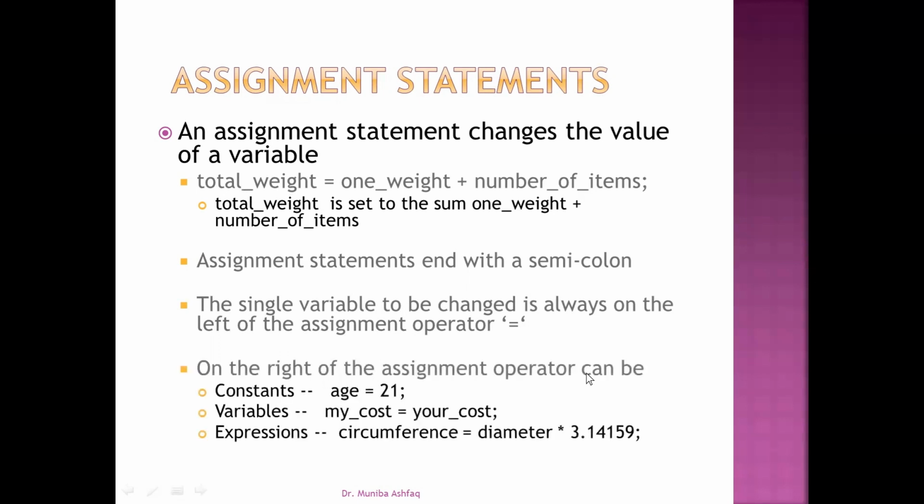On the right of the assignment operator, it can be constants like age equal to 21. It can be variables like my cost equal to your cost. So the value contained in this variable would be assigned to my cost. It can be an expression on the right side of this operator, like diameter multiplied by 3.14.